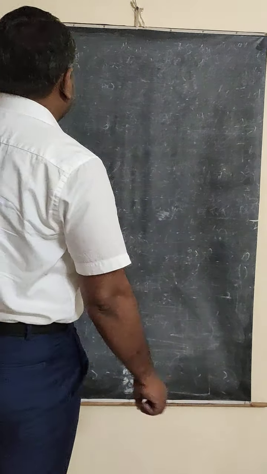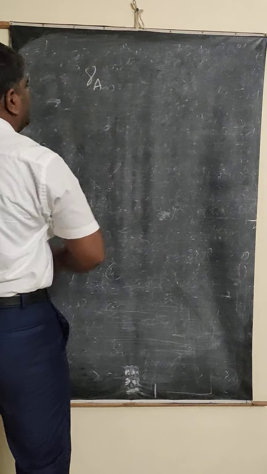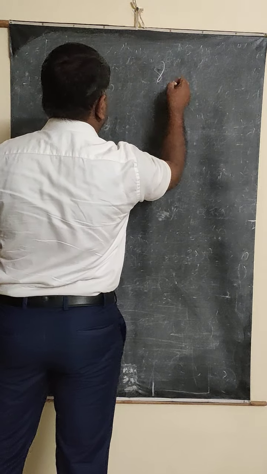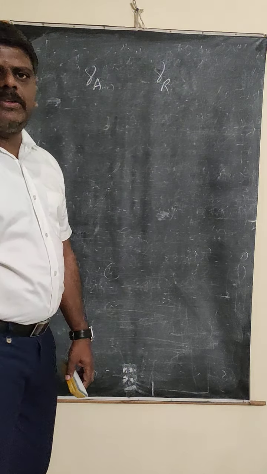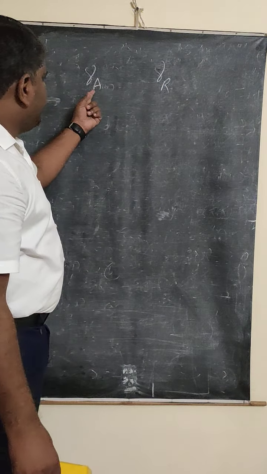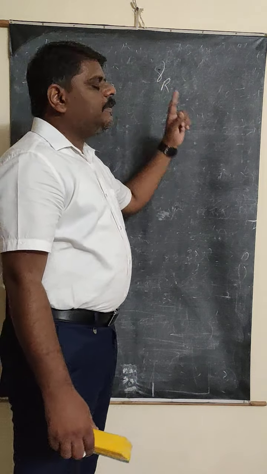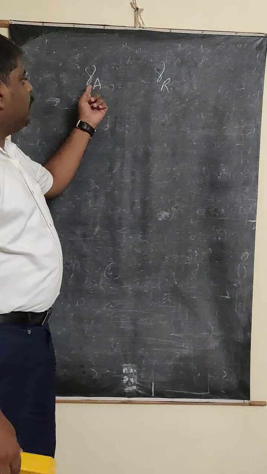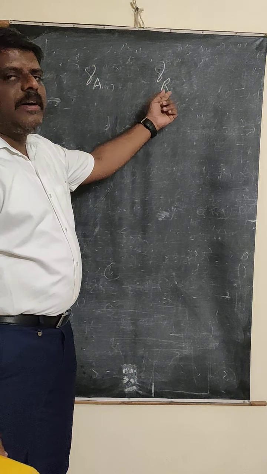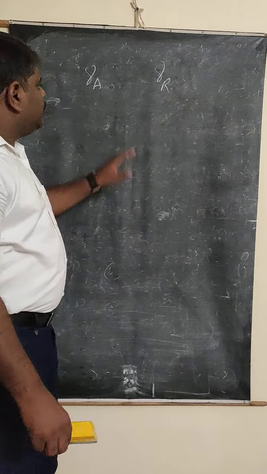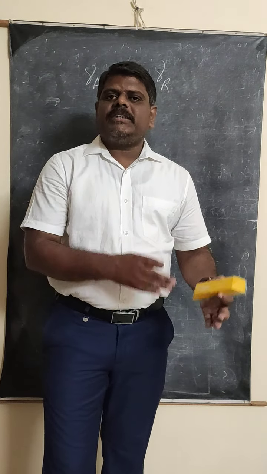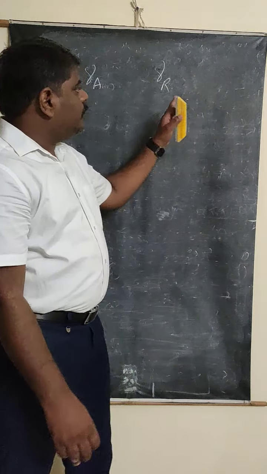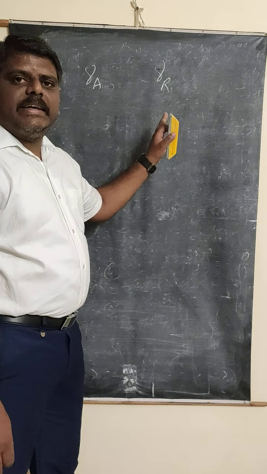The coefficient of apparent expansion is represented by gamma A, and the coefficient of real expansion is represented by gamma R. You can use either capital R or small r. The coefficient of apparent volume expansion, the coefficient of real volume expansion. So these are the two types of coefficients in the case of liquids. You must remember the reason: because the liquids cannot be heated directly. So based on the expansion of the container, what happened?